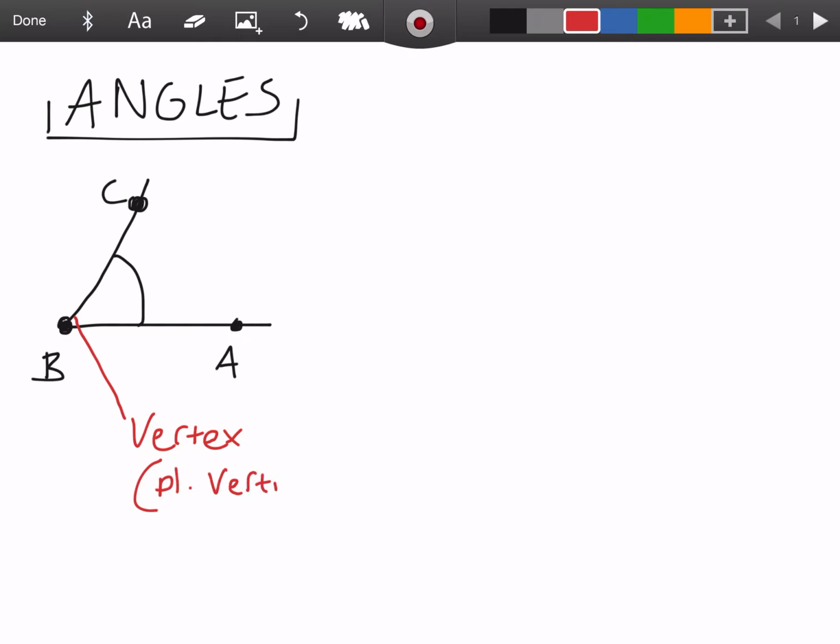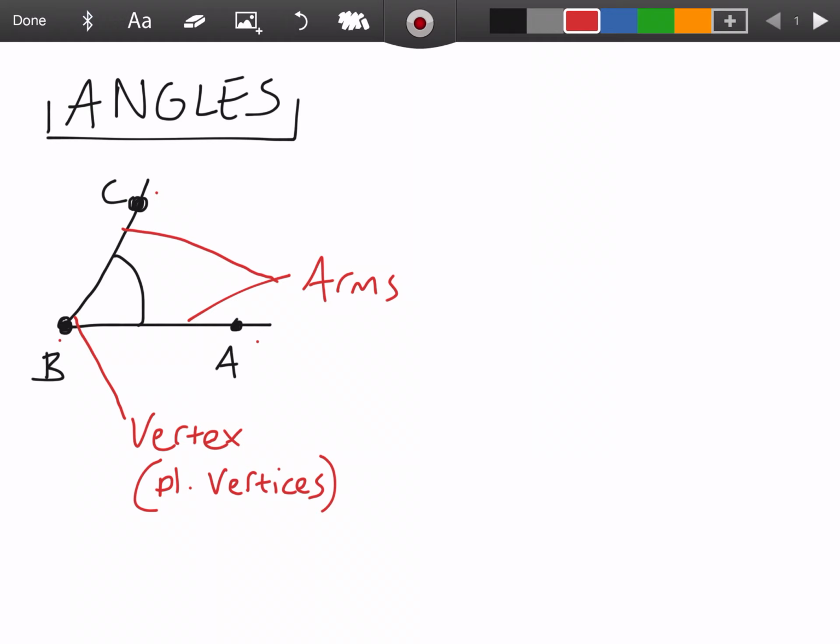So we have that. We also have our arms of the angle. That's what they're called, those two. And as I've mentioned, we've got our three points, and you guys have looked at the idea of points in the last video as well.